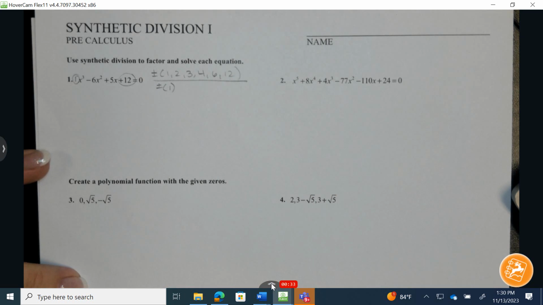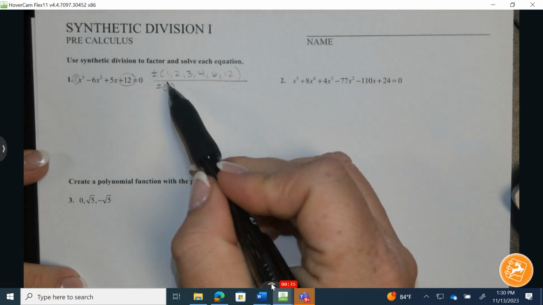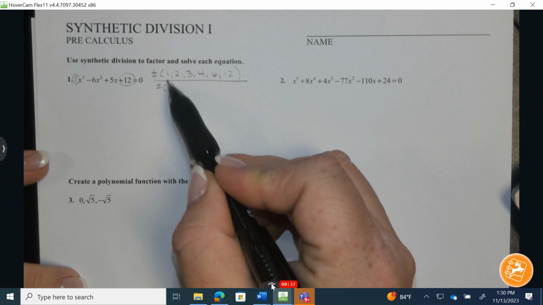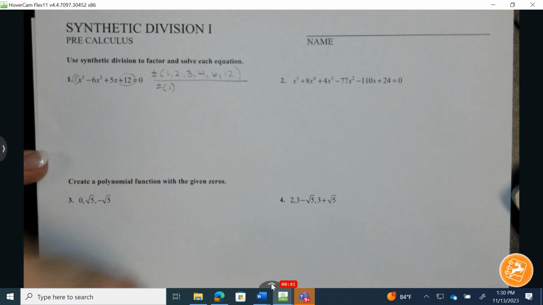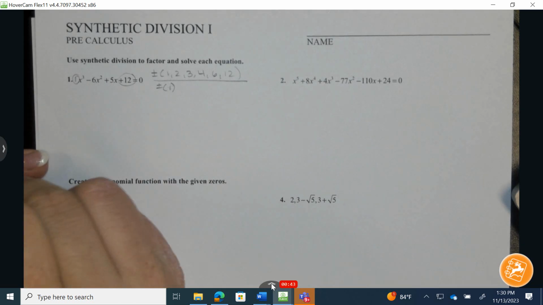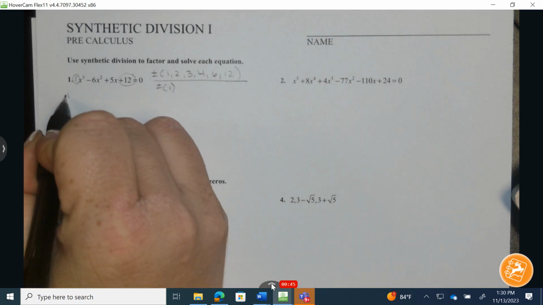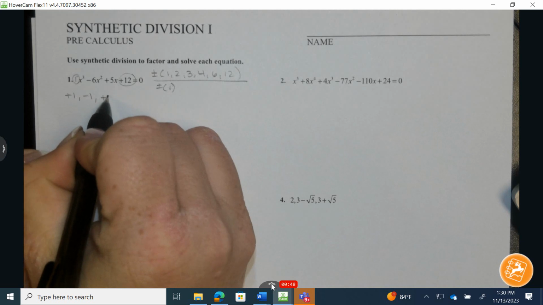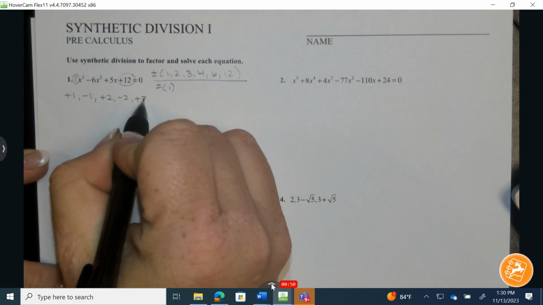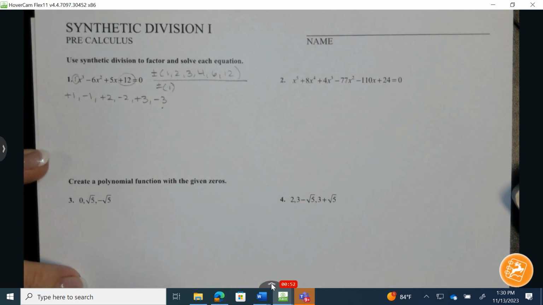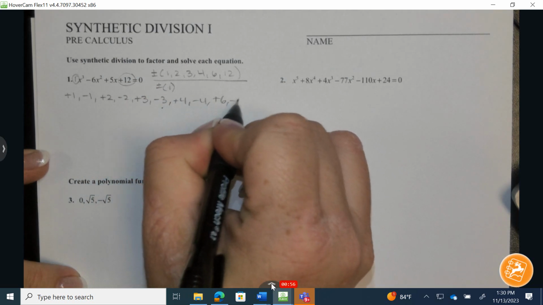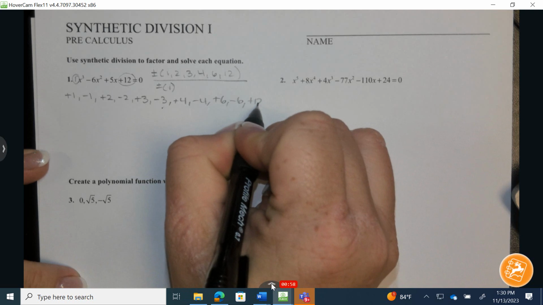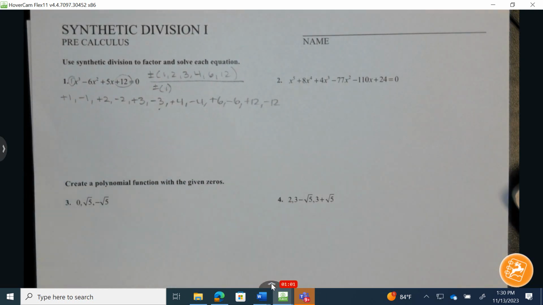This is nice. There are going to be no fractions. Everything will be an integer. So I'm going to try positive and negative 1, positive and negative 2, 3, positive and negative 4, 6, and 12. If you have to list them, which you will for your test, you have positive 1 and negative 1, positive 2 and negative 2, positive 3 and negative 3, positive 4 and negative 4, positive 6 and negative 6, positive 12 and negative 12. Those are all the possible rational roots.